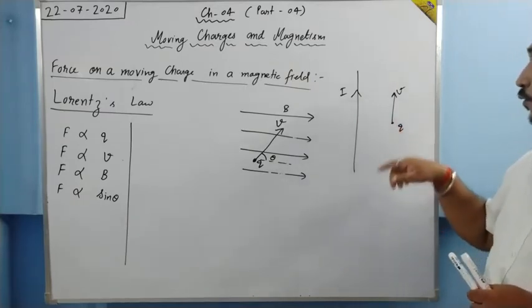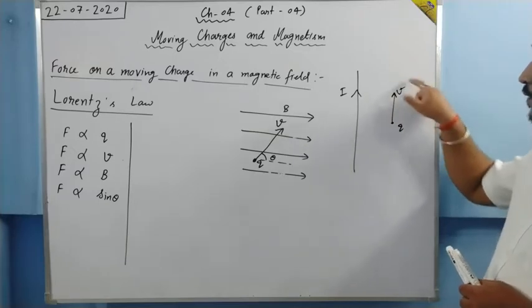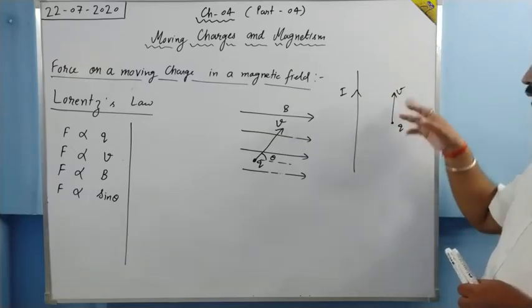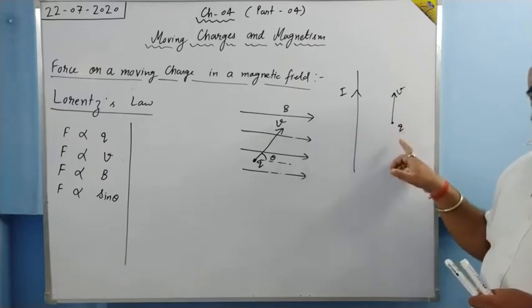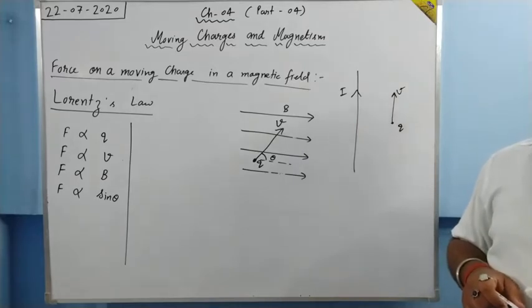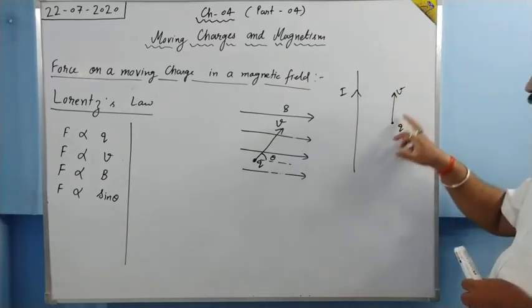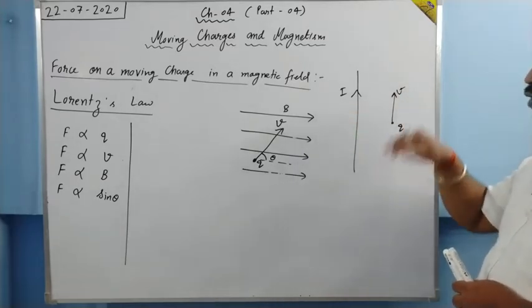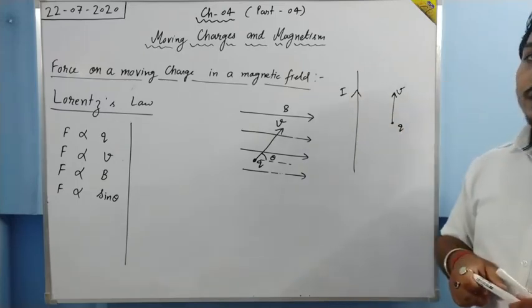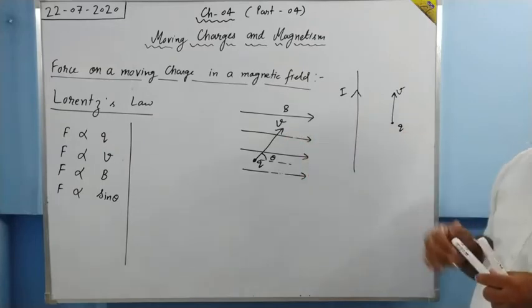So basically the force will be because of this V, not because of this Q. When V is present, then force is acting. When V is not there, when the charge was at rest, there was no force. Is it clear? So basically, because of this V, the force acts. And what we observe, the more velocity we give, the more deflection it has. So basically the force is proportional to V.